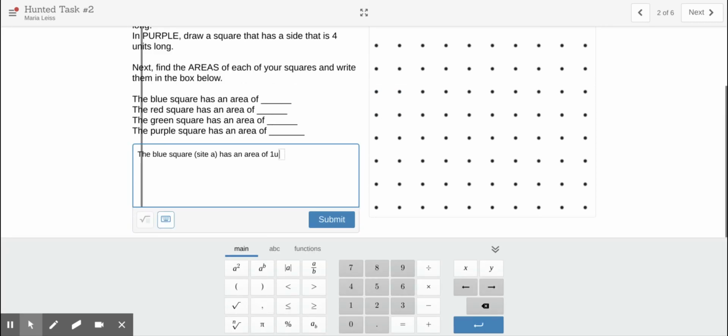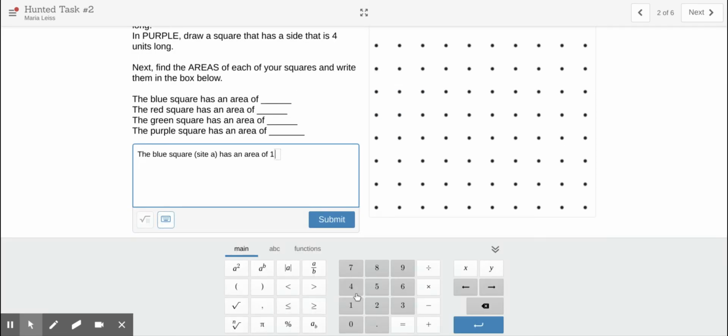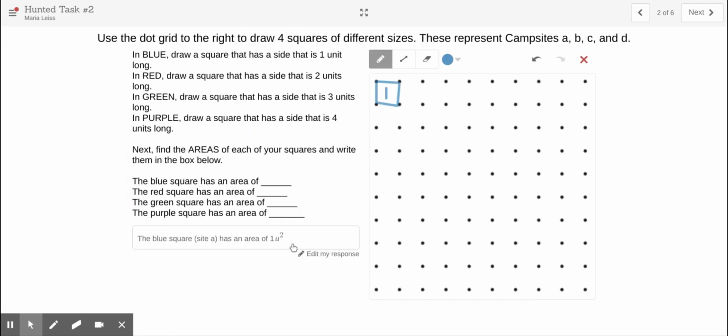Nope, that's not right. I guess I have to do it this way. Why is it being silly? Unit squared. There we go. All right.